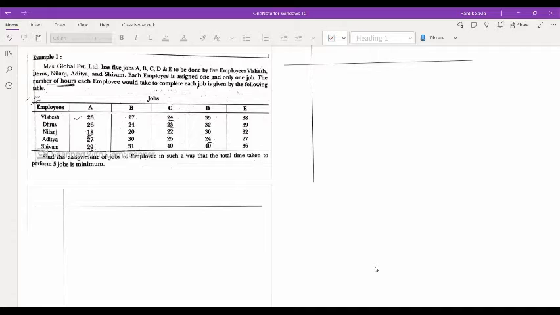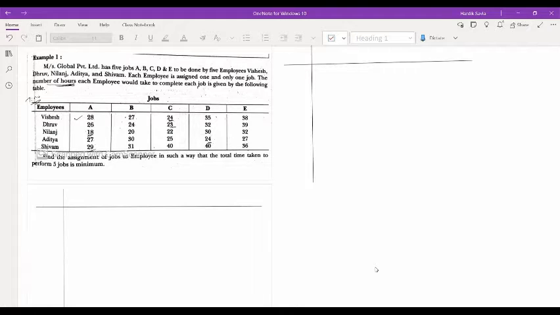Let's read the question first. Let us understand the question, then we'll start solving it. Messrs Global Private Limited has 5 jobs, A, B, C, D, and E. So here there are 5 jobs to be done by 5 employees: Vishesh, Dhruv, Nilanj, Aditya, and Shivam. These are the 5 employees who are going to complete these 5 jobs.